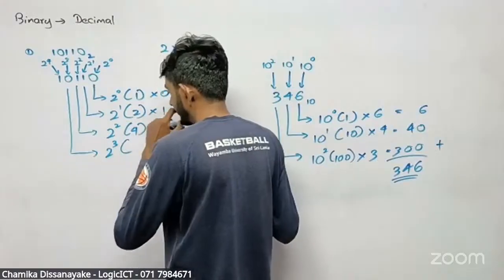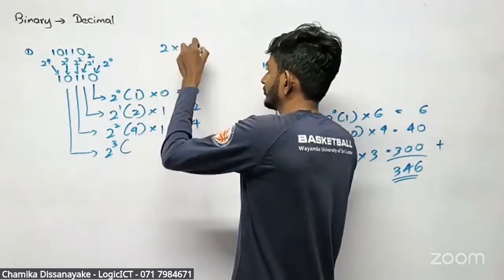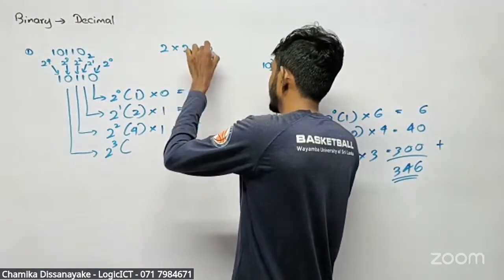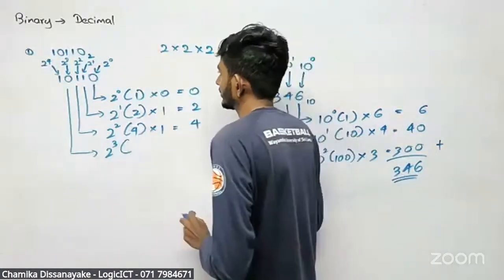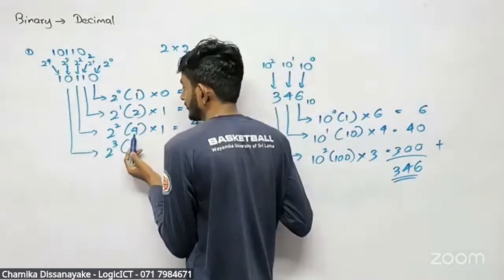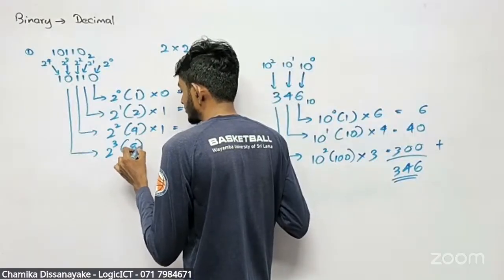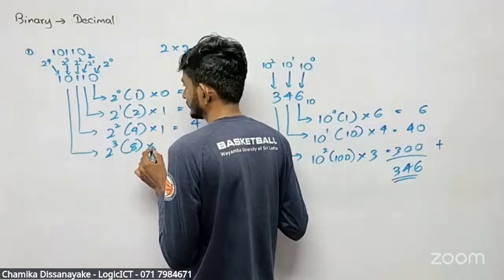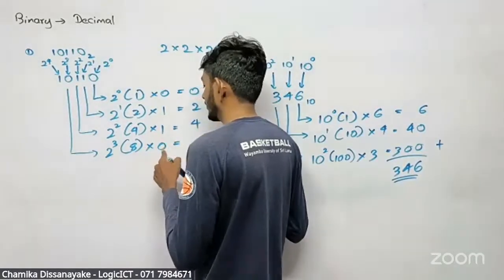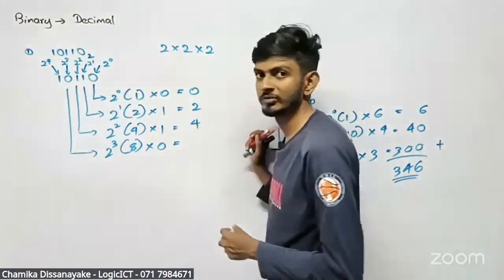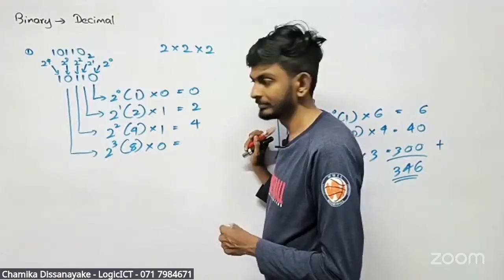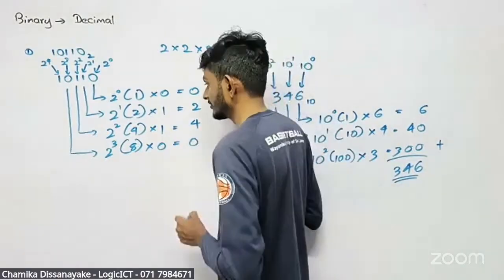What will be the answer? 2 to the power 3 means we are going to multiply this by 2 again. Again we are going to multiply this by 2. 4 by 2 is 8. Multiply by what? 0. Here we are going to multiply by 0. That means the value will be 0.